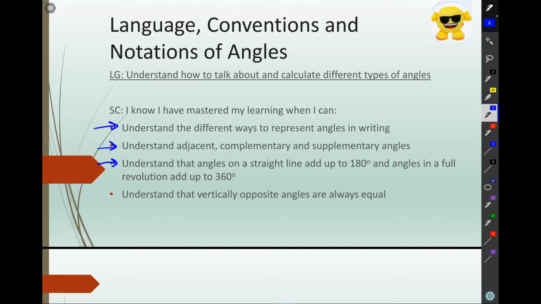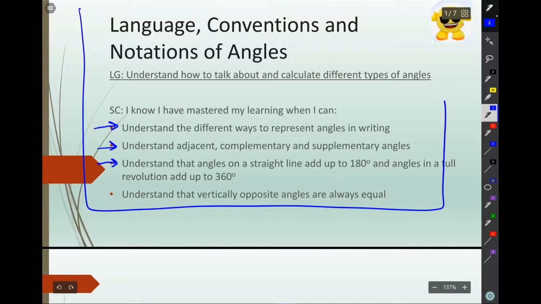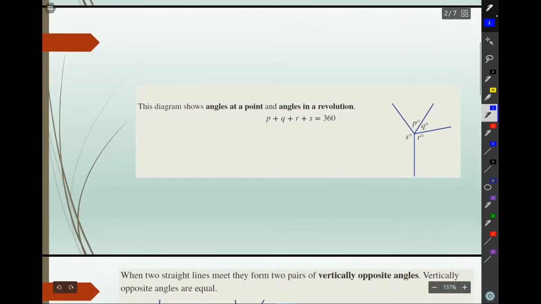Okay, so again, underneath this whole title, we're going to put the heading full revolution, and I need you guys to include this diagram and definition in your notes.